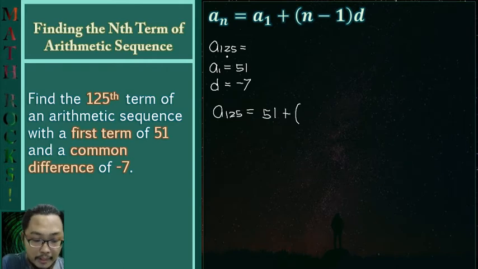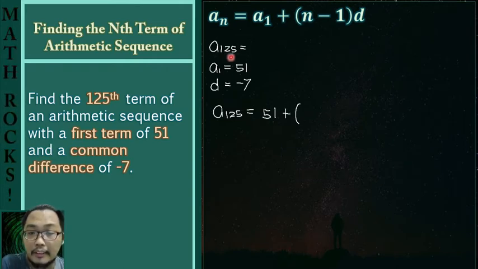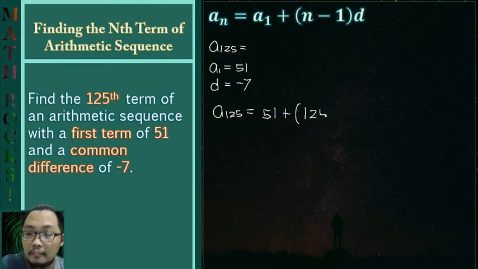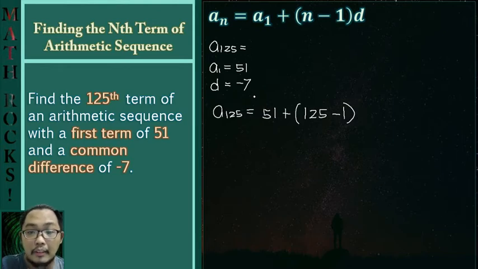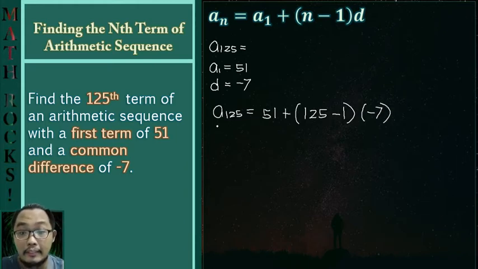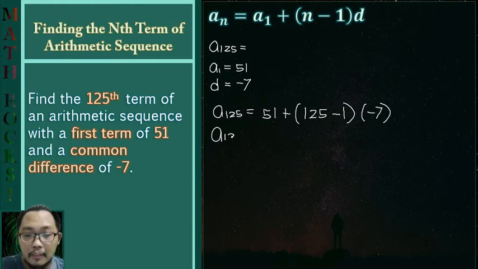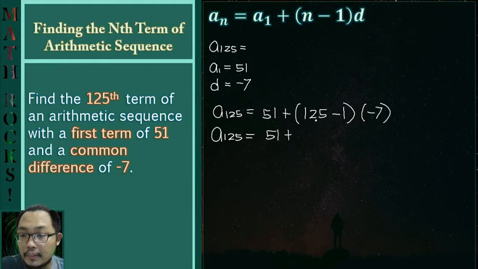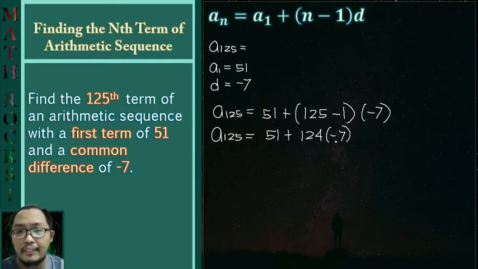And since we let a sub n be a sub 125, your n changes to 125. So writing this, and now for our common difference, this is equal to negative 7. And let us try to manipulate the equation now. So we have our a sub 125 be equal to 51. So having 125 minus 1, which is equal to 124. And now multiplying 124 with negative 7.